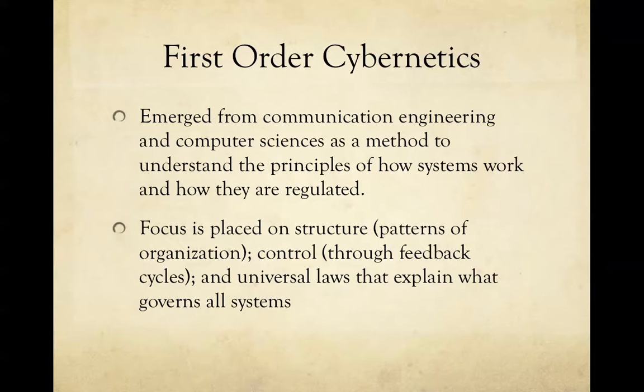How does the system self-regulate? What are the feedback cycles? What are the processes by which information is generated from the system and fed back into the system to produce other processes and outcomes? In other words, how is the system's functioning controlled? And lastly, what are the universal laws that explain what governs all systems, whether we're looking at mechanical systems, information systems, or human systems? So that's a sort of theoretical overview of cybernetics.